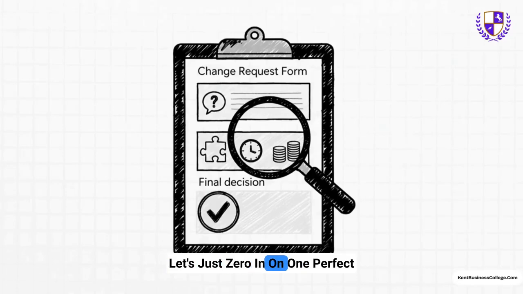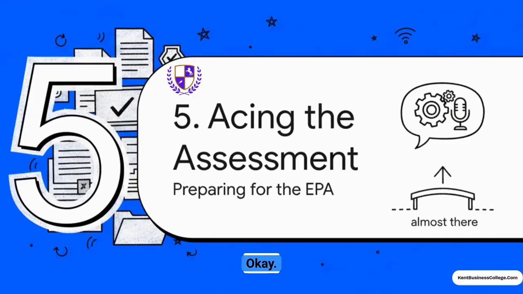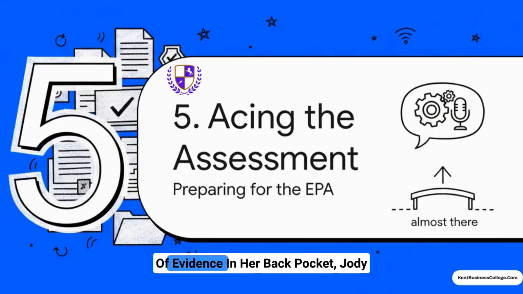Let's just zero in on one perfect piece of evidence for a second. A single, well-filled-out change request form is so powerful. Why? Because it shows the whole journey. The initial request, your detailed impact analysis covering the scope, time, and cost, and then the final decision from the board. It basically shows an assessor your entire thought process on one page. It's fantastic.